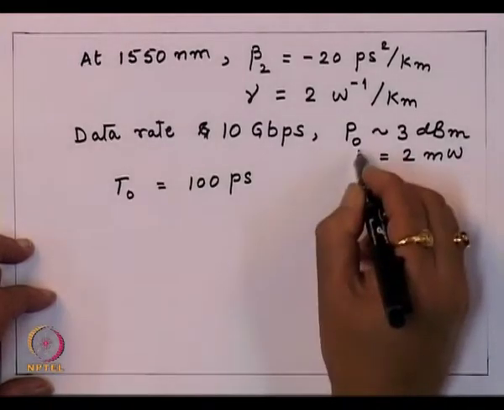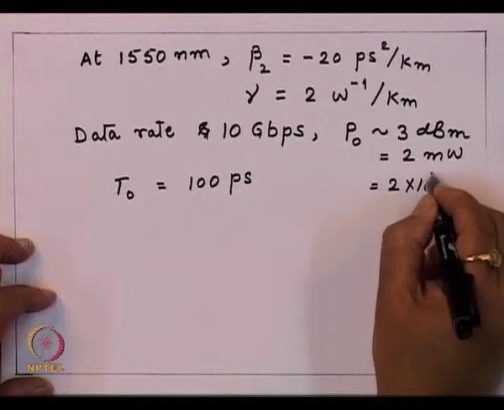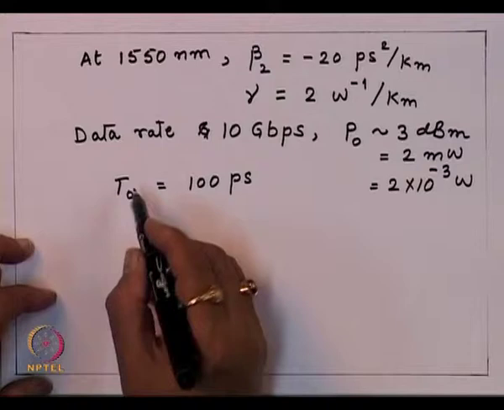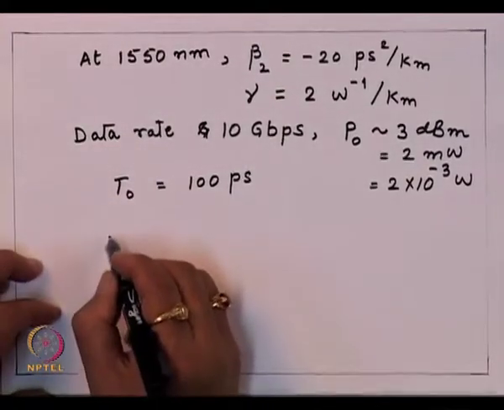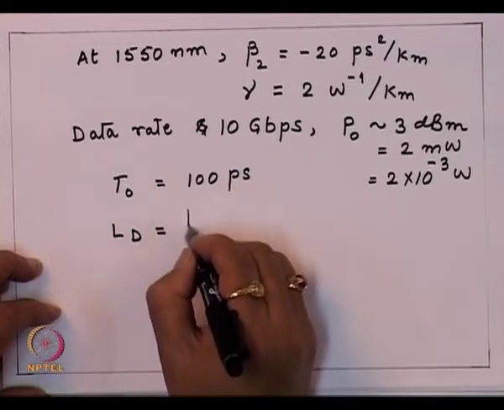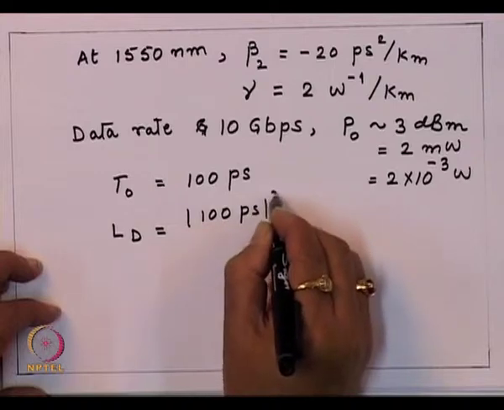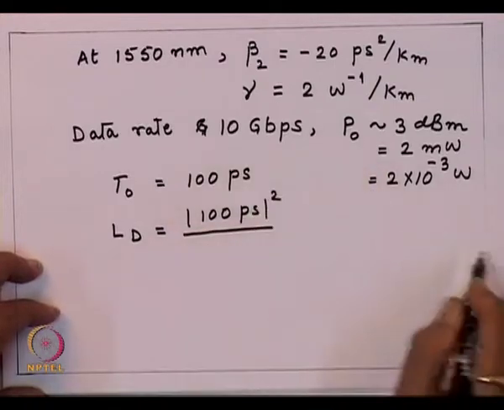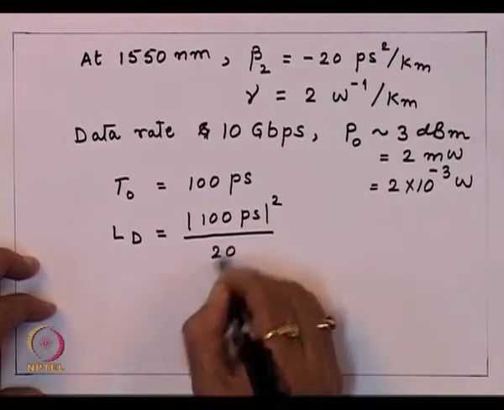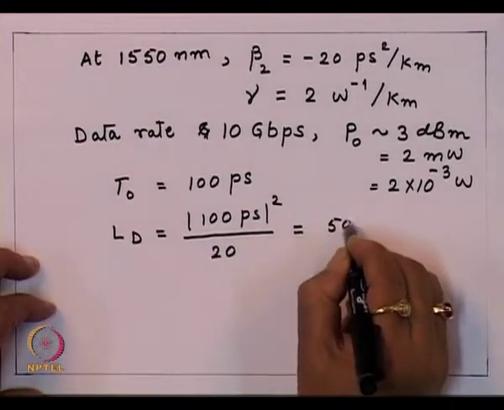So, P0, the power in the pulse, is 2 times 10 to the power minus 3 watts. If you calculate the dispersion length and nonlinearity length, we get LD equal to T0 squared, which is 100 picosecond squared, divided by mod beta 2, which is 20. That gives a dispersion length of the order of about 500 kilometers.